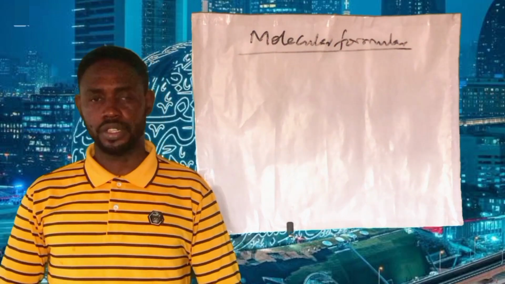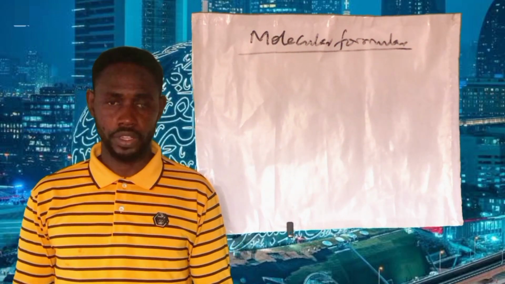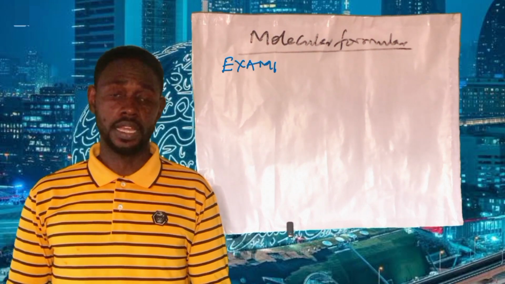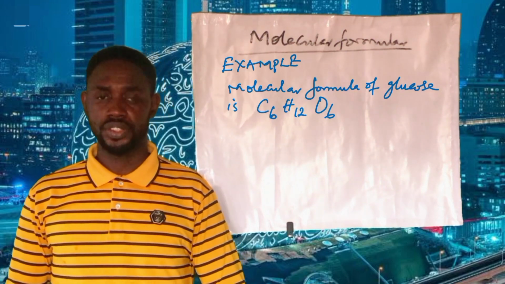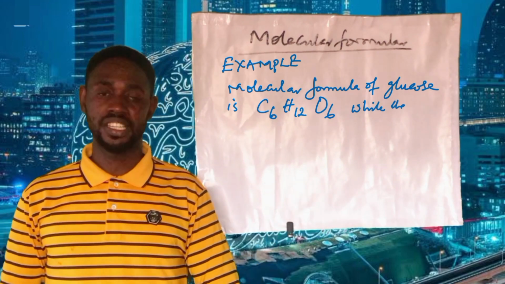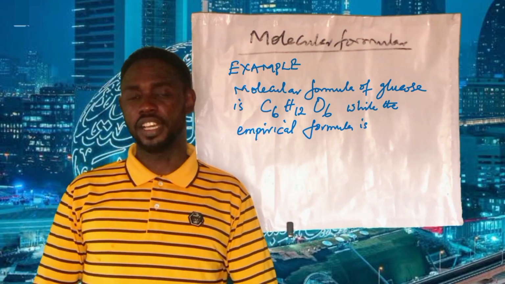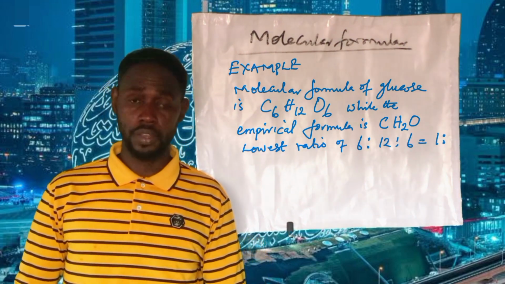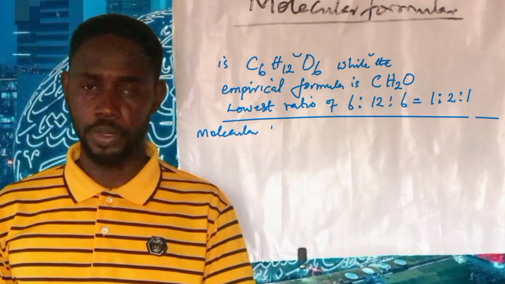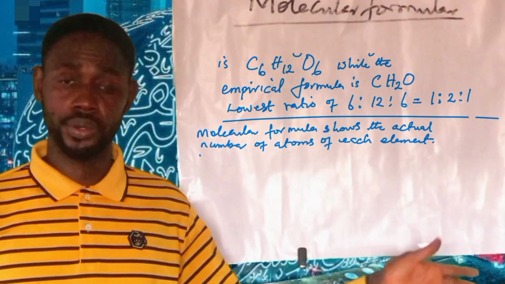This is unlike empirical formula. Empirical formula is the simplest formula of a compound, showing the types of atoms in their lowest possible ratio. But molecular formula shows the actual number of atoms of each element, not in their lowest possible ratio. And then we determine molecular formula most often from empirical formula. Molecular formula simply can be multiples of empirical formula.